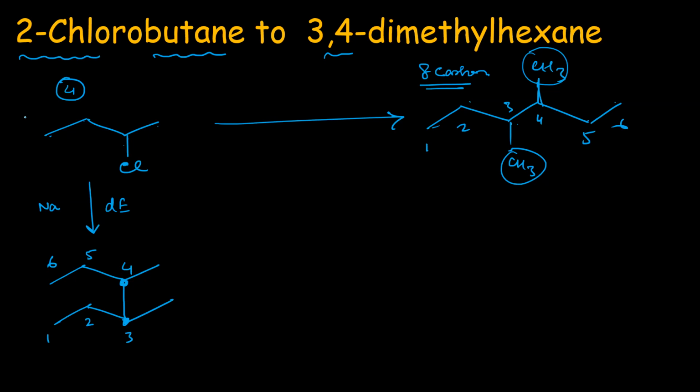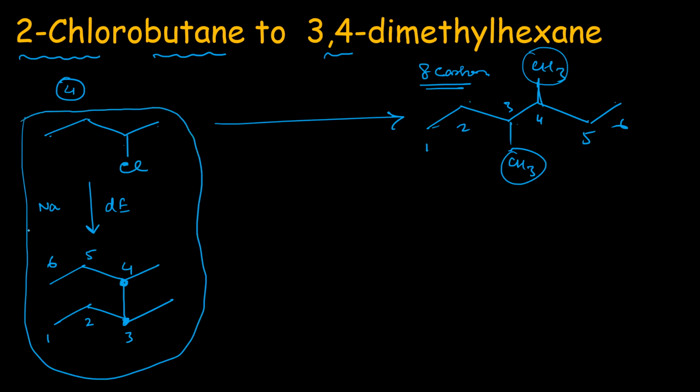If you remember, we have done this reaction in the class also. You will find this reaction in your notes also. Okay, so 2-chlorobutane to 3,4-dimethylhexane. Now, one more thing that you will understand here is the importance of IUPAC nomenclature. If you don't know how to draw this 3,4-dimethylhexane, then you will not be able to get the reagent, that is sodium in the presence of dry ether.